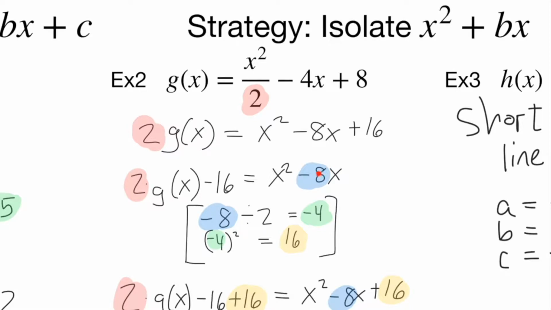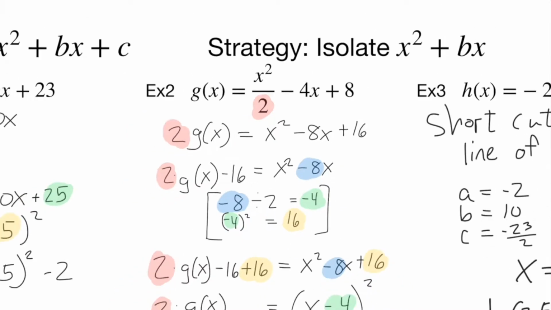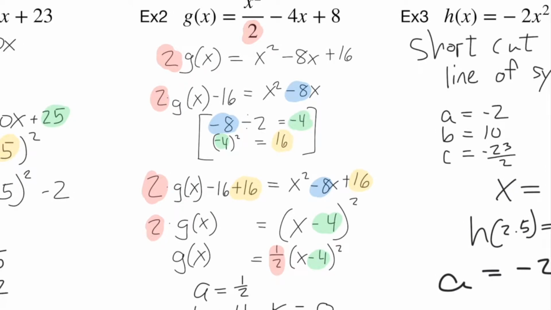That's the b value that I'm going to do my side work on. Negative 8 divided by 2 is negative 4, and negative 4 squared is positive 16. So, positive 16 is the number that I add to both sides. And once I do that, I do see that I have a perfect square here. X squared minus 8x plus 16 factors into x minus 4 squared. Notice that minus 4 is also the other number that I had in my side work. X minus 4 squared.